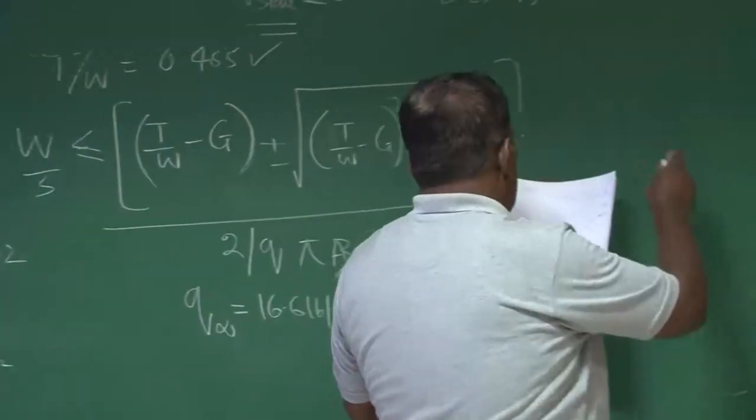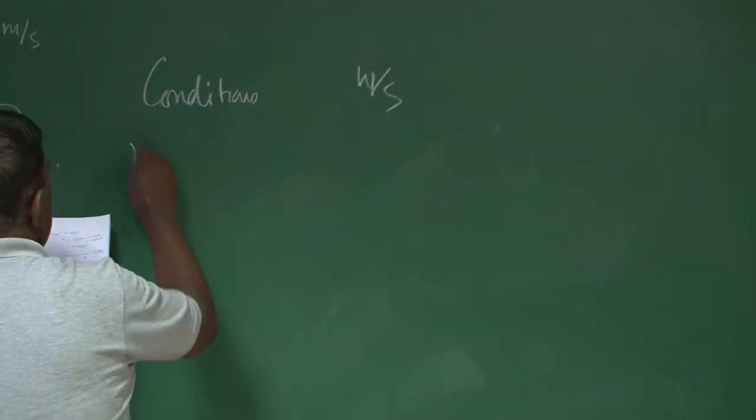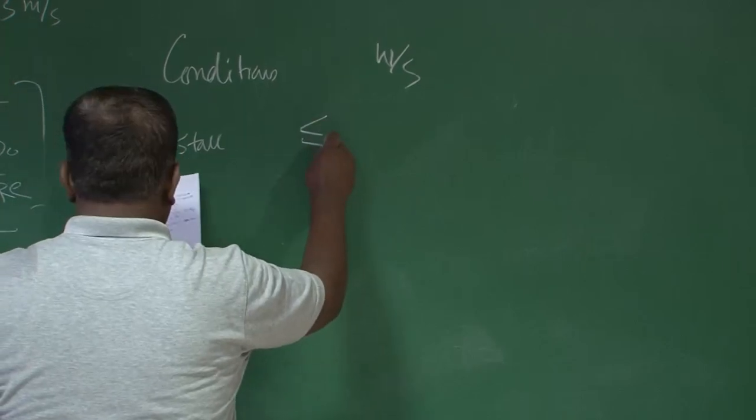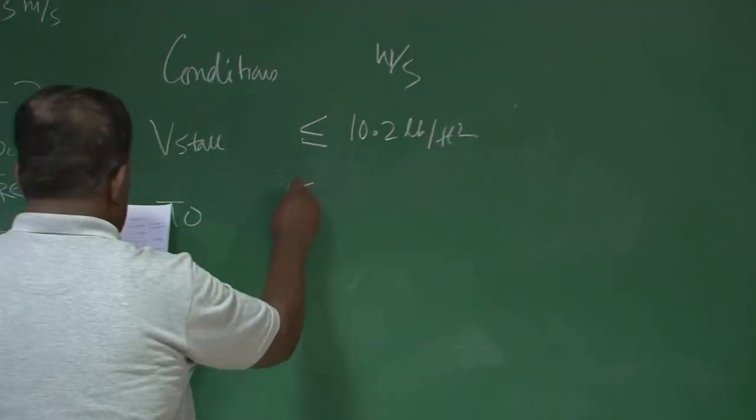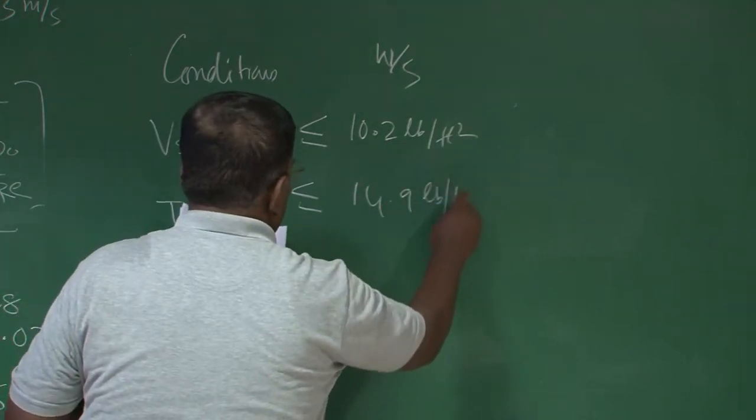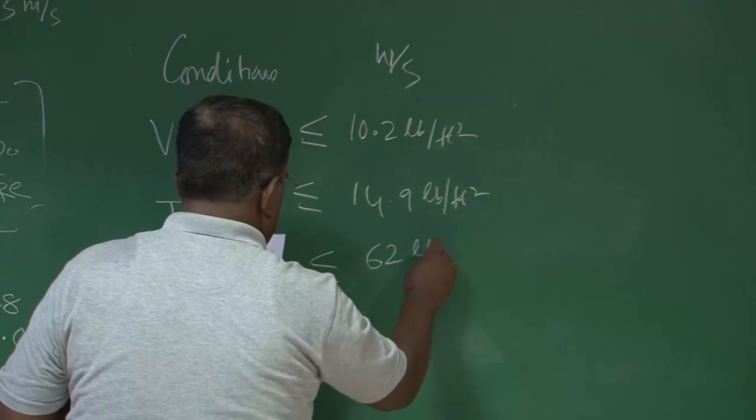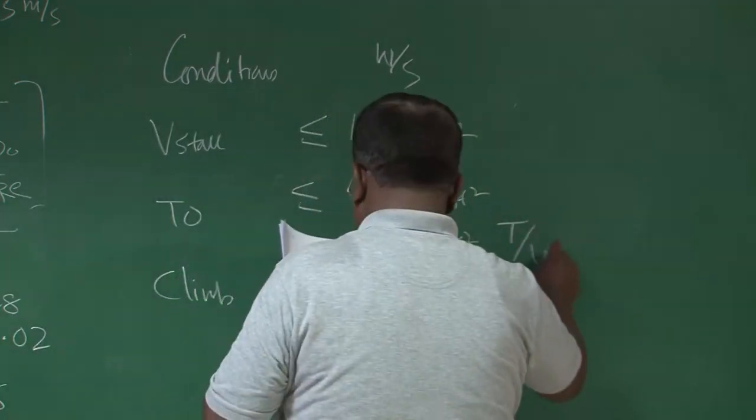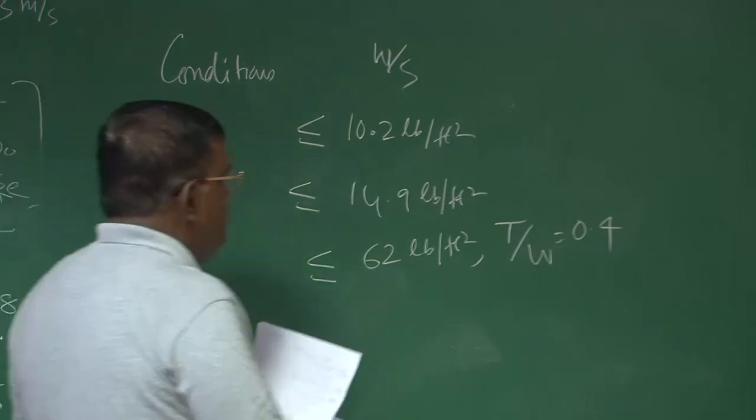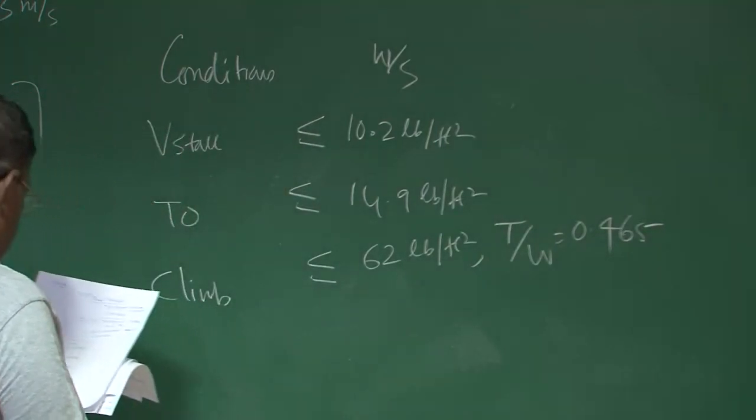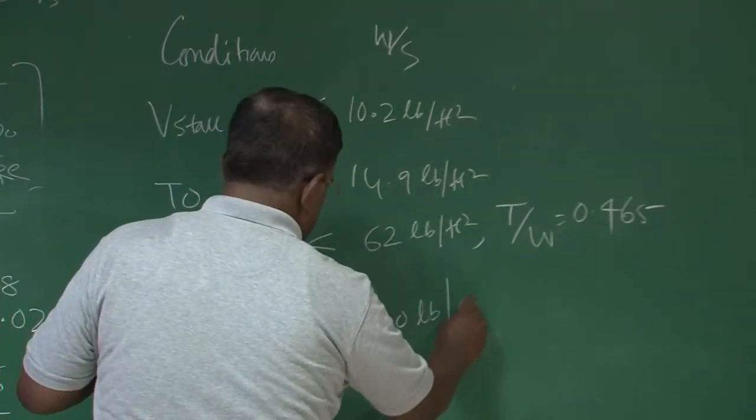So now what are we seeing? We are seeing the conditions, and I say W by S. If it is based on V stall, then the answer is wing loading requirement less than 10.2 pound per feet square. If I'm satisfying takeoff, then less than or equal to 14.9 pound per feet square. If it satisfies climb, then I know it should be less than 62 pound per feet square, roughly. And of course, you have to maintain T by W equal to 0.4 something, or let me put the exact number, 0.465. And if it is cruise, to satisfy cruise, this is equal to 20 pound per feet square.